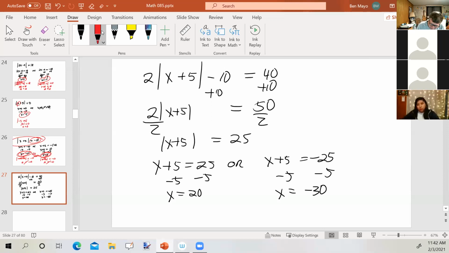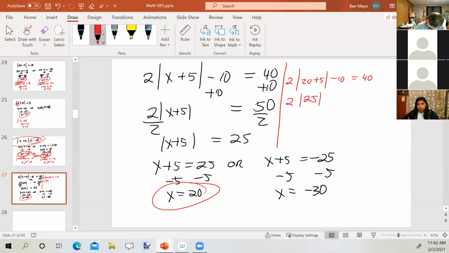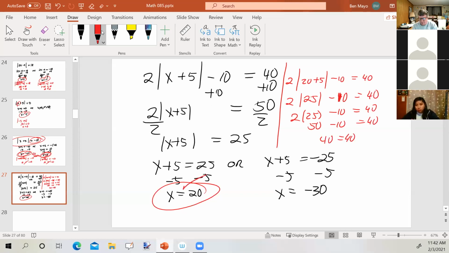Okay, let's take this solution and plug it in. We get 2 times the absolute value of 20 plus 5 minus 10 equals 40, which is 2 times the absolute value of 25 minus 10 equals 40. Well, the absolute value of 25 is 25, so we get 2 times 25 minus 10 equals 40. 50 minus 10 equals 40. 40 equals 40, and x equals 20 checks.